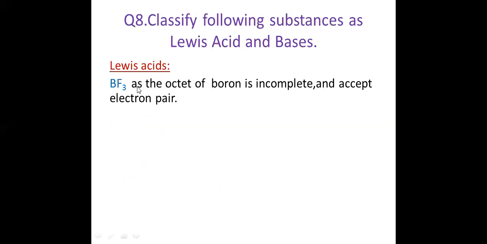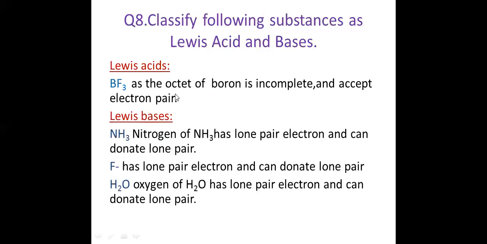Why is boron trifluoride a Lewis acid? Because, as I told you, although it is neutral, the octet of boron is incomplete. After formation of 3 bonds with fluorine, the octet of boron in boron trifluoride is still incomplete. So as the octet of boron is incomplete and it can accept an electron pair to complete its octet, boron trifluoride is a Lewis acid.